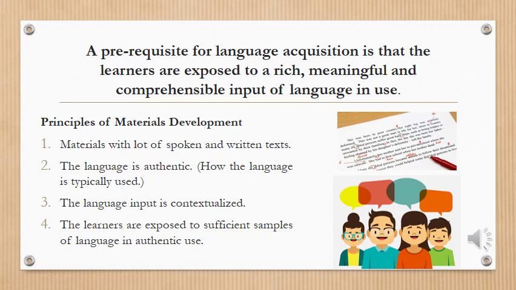In this principle, materials developed must be materials with a lot of spoken and written text. The language is authentic. It represents how the language is typically used. The language input is contextualized, that is to say, used in relation to its context, and the learners are exposed to sufficient samples of language in authentic use.